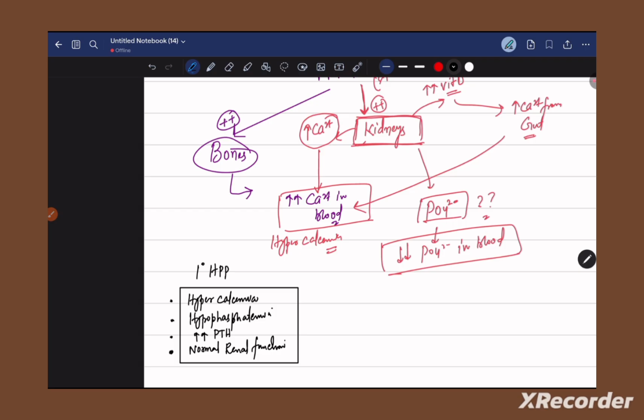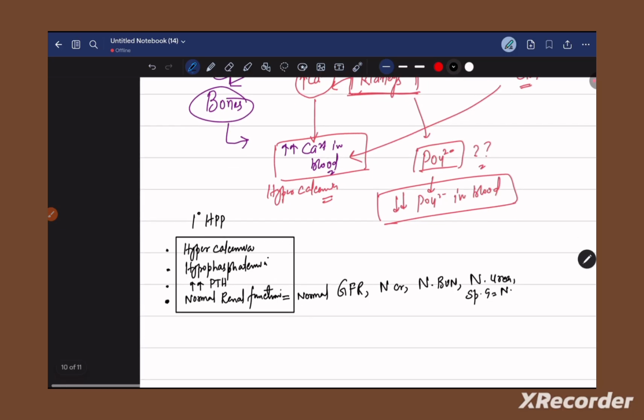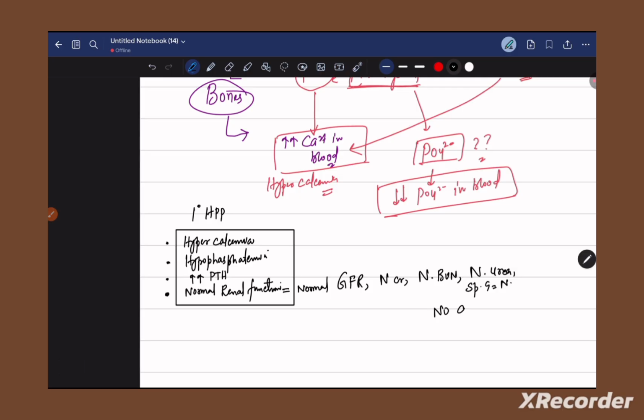Okay, there will be normal renal function, means there will be normal GFR, normal creatinine, normal blood urea nitrogen and normal urea, and specific gravity of urine would be normal, means there will be no proteinuria or albuminuria.